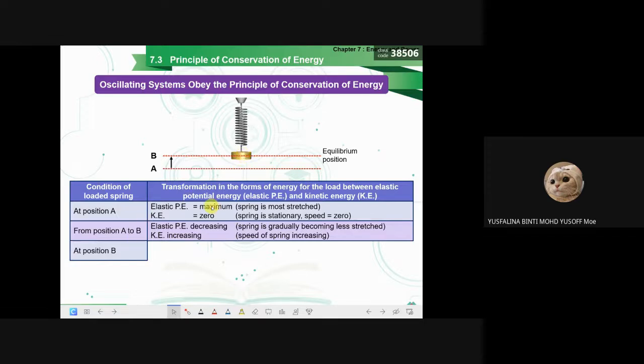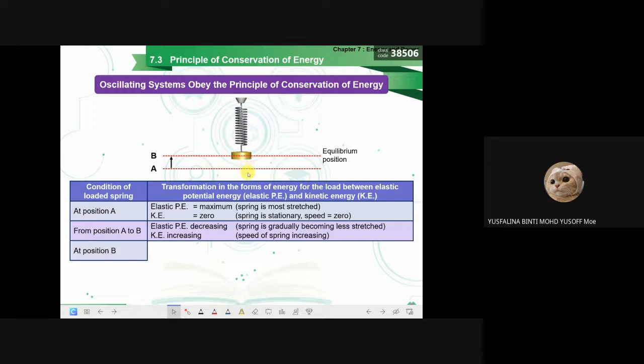Just now at position A, the spring does not move. So that's why the kinetic energy is zero. And when you put the load, I said the load will stretch the spring, right? So it has elastic potential energy. At that time the elastic potential energy is maximum, but the kinetic energy is zero because the spring does not move.